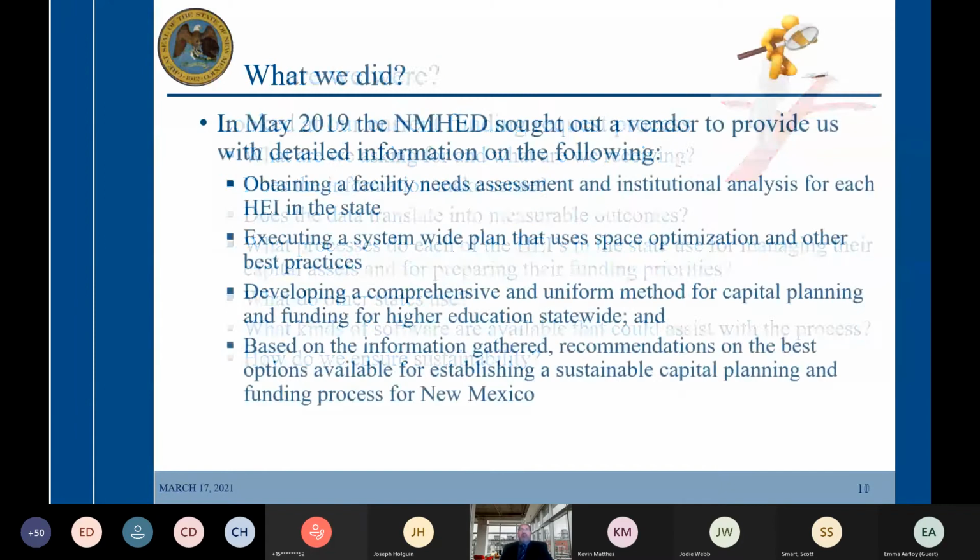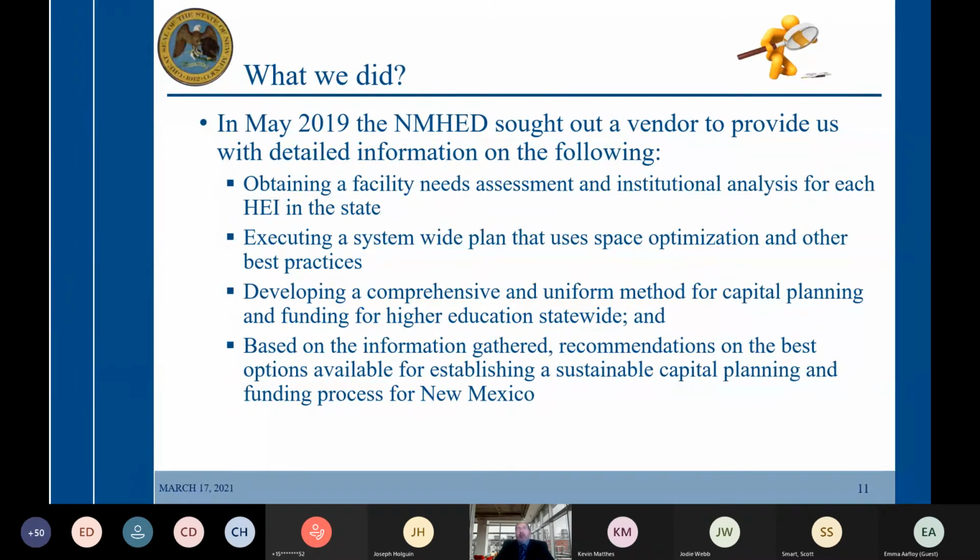So what we decided was we don't know a lot of these answers, and we really didn't want to make a change without understanding more about what should drive any change, even if we needed any change. So what we did in May of 19 is we sought out a vendor to provide us with the following, and I listed some bullet points on here.